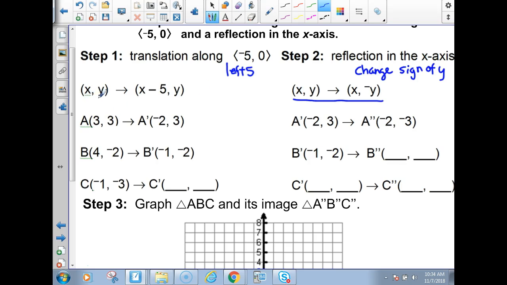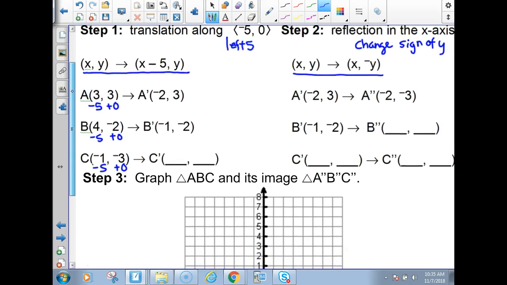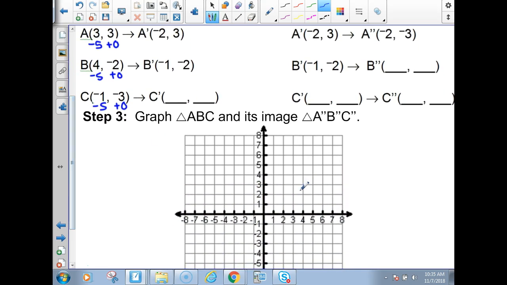And this one is saying subtract 5 from all of your points. So what they did was they subtracted 5 and added 0. Subtracted 5, added 0. Subtracted 5, added 0. That's how you get your first set of points. Now first, let's get the original figure plotted. So I'm going to slide down so you guys can see. I'm going to plot (3, 3) and label it A. (4, -2), right 4, down 2, that's B. C at (-1, -3).